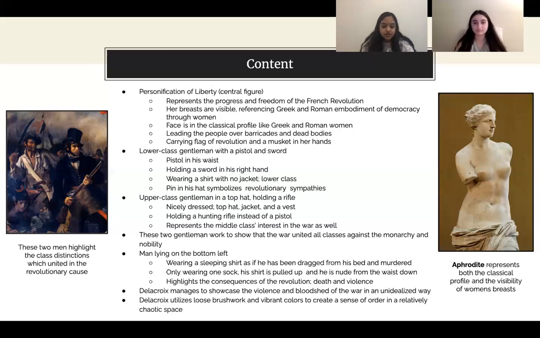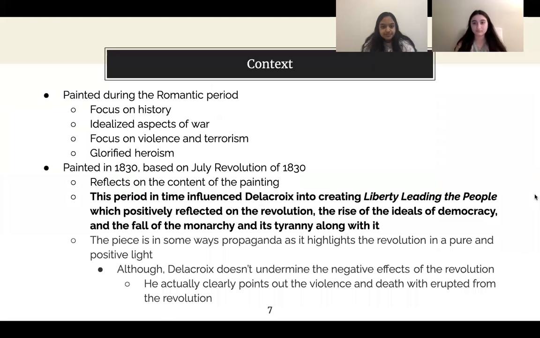Delacroix manages to showcase the violence and bloodshed of the war in an unidealized way, and he utilizes loose brushwork and vibrant colors to create a sense of order in a relatively chaotic space. It was painted during the Romantic period. It focuses on history and idealized aspects of war. It has focused on violence and terrorism, and it glorified heroism. It was painted in 1830 based on the July Revolution of 1830, and it reflects on the content of the painting.